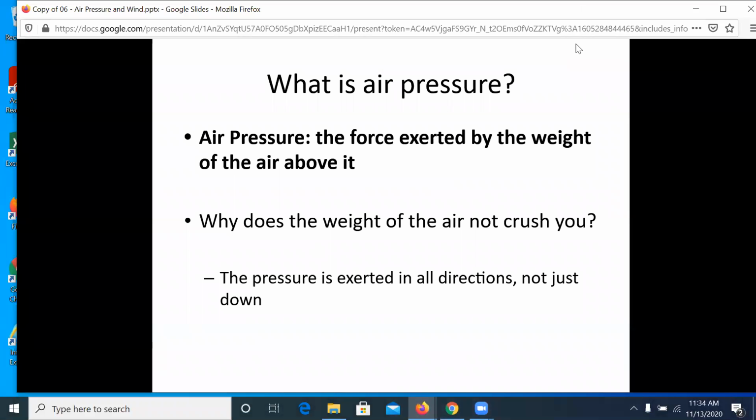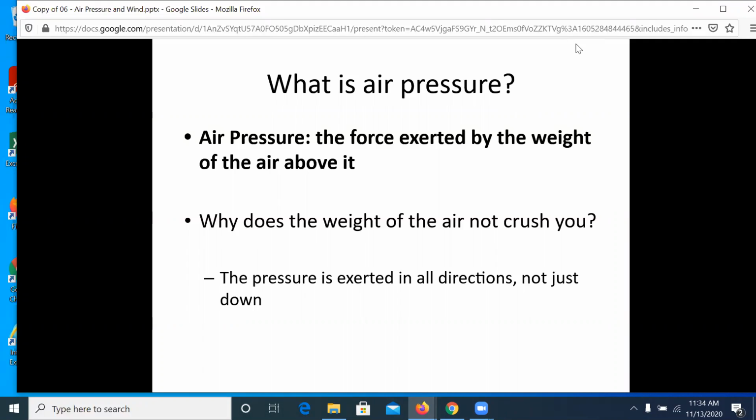First, we're going to discuss air pressure. This is the force exerted by the weight of the air above it. So at all times, you have air pressure pushing on you from all of that air in the different layers of the atmosphere that we talked about. We talked about it being generally 14.7 pounds per square inch, and that's the amount consistently pushing from the atmosphere.